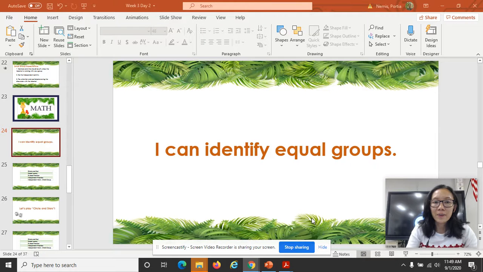Today our lesson is about identifying equal groups. Yesterday we talked about equal groups and we said that equal groups are groups with the same number of items in each. So we're going to use that knowledge on how to use equal groups in making equations and solving multiplication word problems.